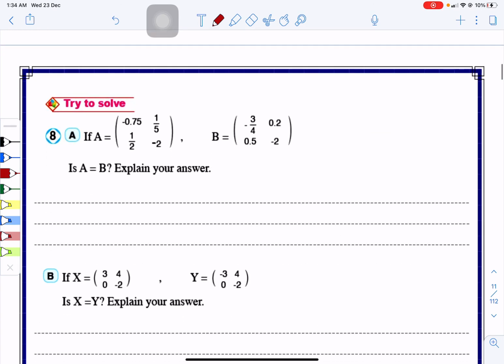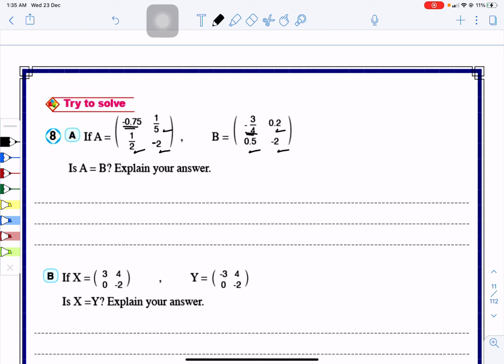Try to solve. If A equals negative 0.75, 1 over 5, 1 over 2, and negative 2, and B equals negative 3 over 4, 0.2, 0.5, and negative 2. Is A equal to B? Negative 0.75 equals negative 3 over 4. And 1 over 5 equals 0.2, and half equals half, and negative 2 equals negative 2.